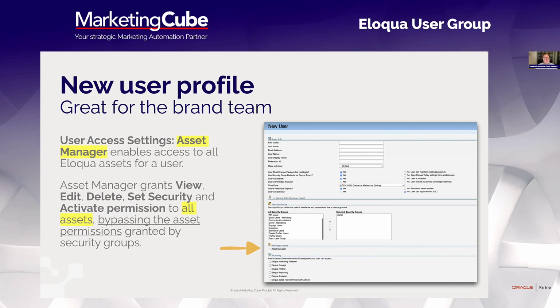And you can see some specifics there. The Asset Manager grants them the ability to view, edit, delete, set security, and activate permissions. It's pretty broad, and I would encourage that there would necessarily need to be some training for that person as well. You're giving them a pretty chunky piece of access there, so it would be good for them to have a little bit of training along the way. Of course, if you need a hand with any of that, please reach out to us. We're more than happy to provide that training should that be required.